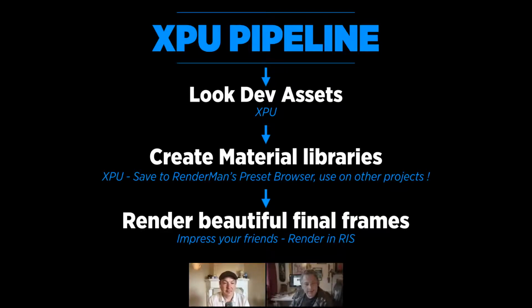So it's this really interesting thing where you can work with all of the resources of your machine. You create your assets, you can create your material libraries, which the great thing is, save them to your preset browser, and then you can use them on all your other projects as well, which from a commercial perspective is incredibly useful. You don't have to keep remaking golds and chromes and woods, and then render your beautiful frames all inside of RIS and impress your friends.